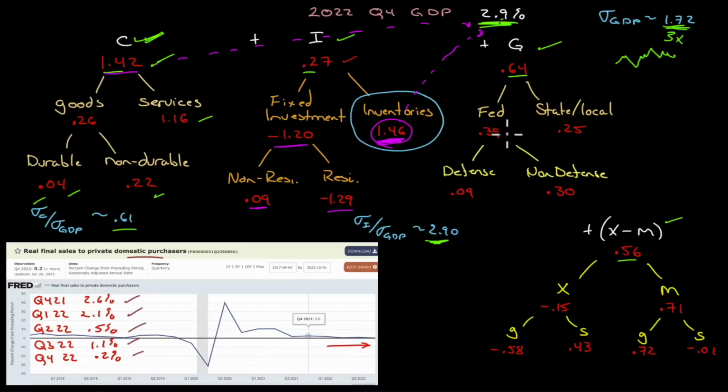Government is 0.64, breaking down between federal and state and local. From federal, we can look at defense and non-defense spending. And then we have our trade balance added, 0.56. Exports was negative, meaning you exported far less goods, but you exported more services, for a net of negative 0.15. And imports added 0.71, meaning quarter over quarter, you imported less. Imported goods, 0.72, meaning we imported far less goods, but about the same in services.